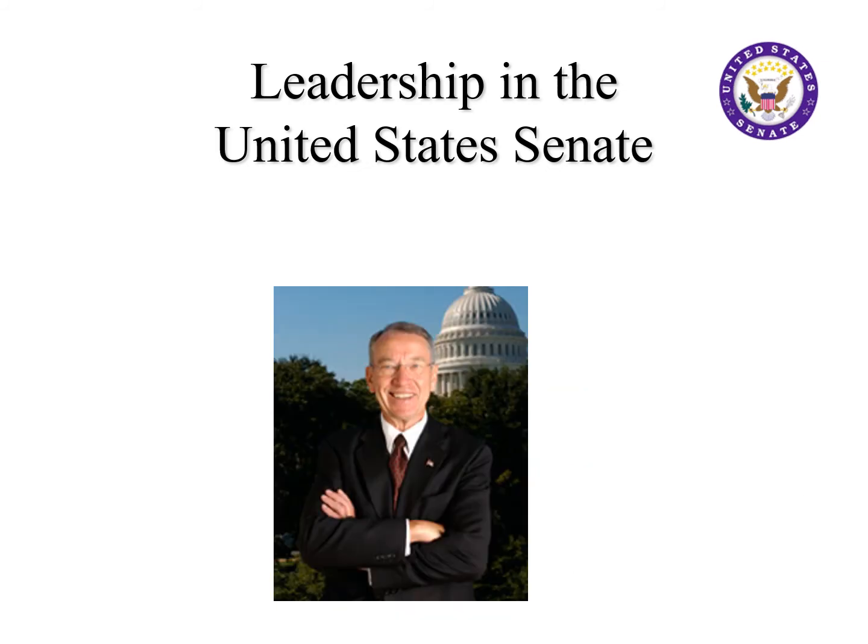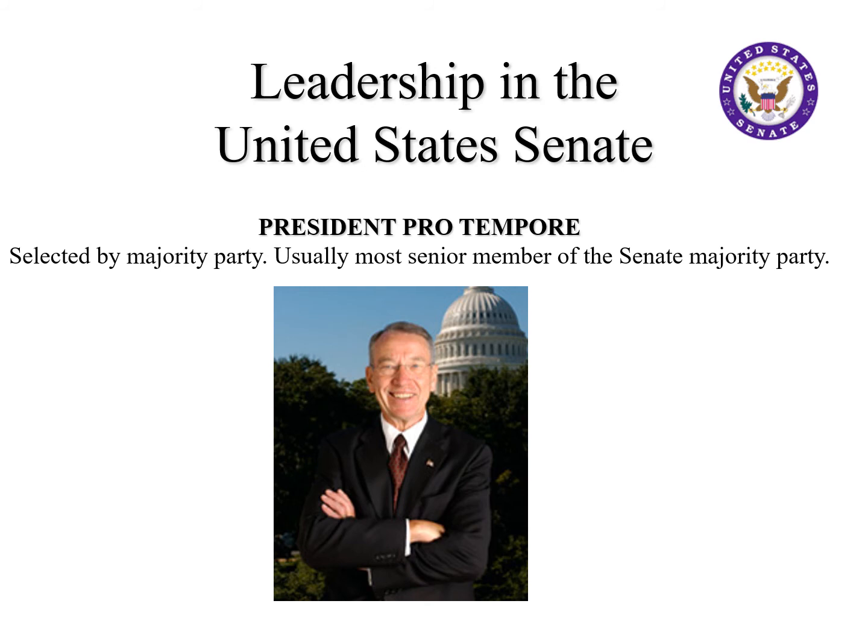Next up, for the next powerful person, you have the president pro tempore. And think about what that translates to, y'all. The temporary president, right? The temporary president. Currently, this is Senator Chuck Grassley, who is a Republican from the state of Iowa. The president pro tempore is selected by the majority party. That's why he's a Republican, because the Republicans are in charge of the Senate. And usually they're the most senior member of the Senate, majority party. Senior meaning they're the oldest.